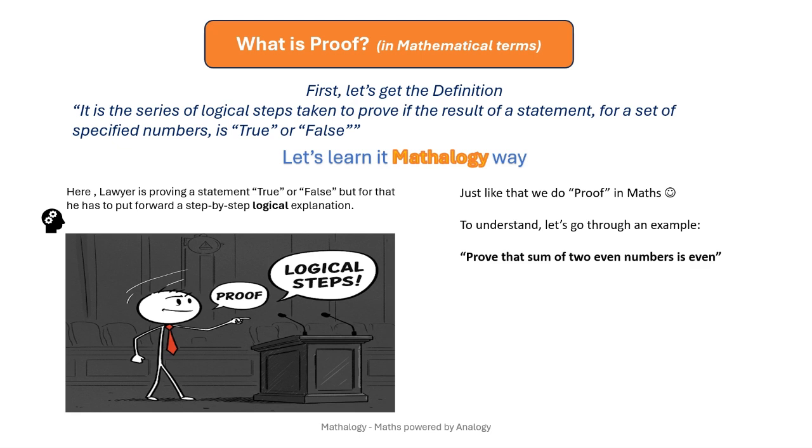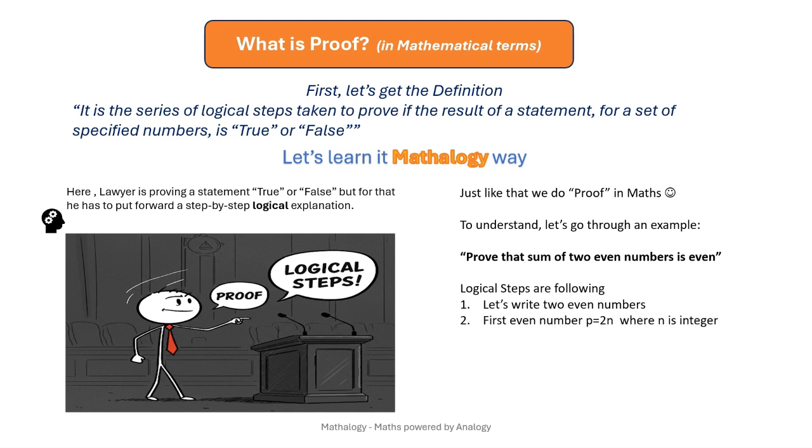Let's say there is a statement: prove that the sum of two even numbers is even. On the surface, it looks like it makes sense, but how do we actually put it down through logical steps to prove it? So logical steps are like these, very simple. Let's write down two even numbers. Why? Because in the statement, it's talking about two even numbers.